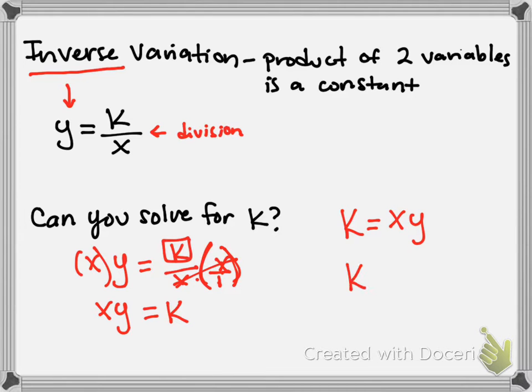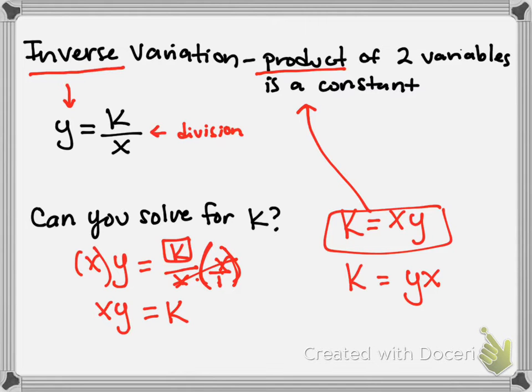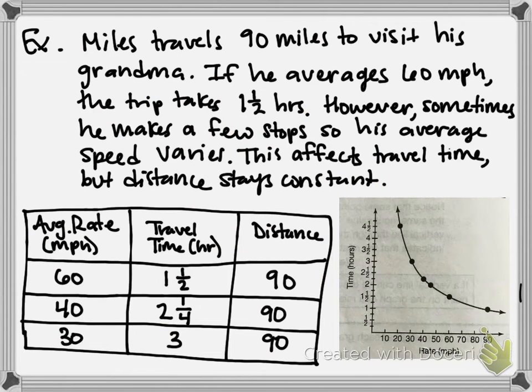Could I also write k equals y times x? Sure. Whenever I multiply, the order does not matter. So this gives us our definition right here. Our constant is a product of two variables. That means we're multiplying.